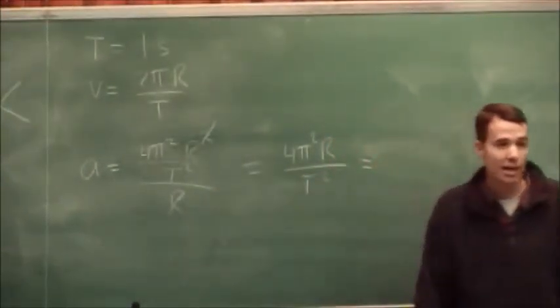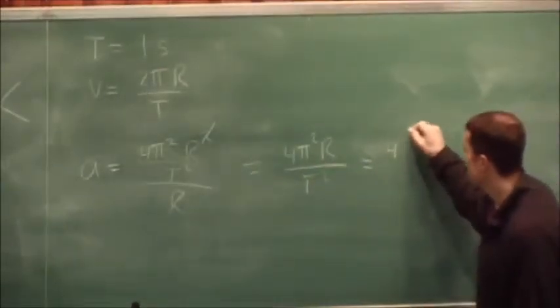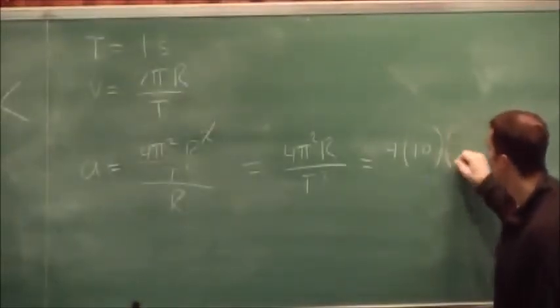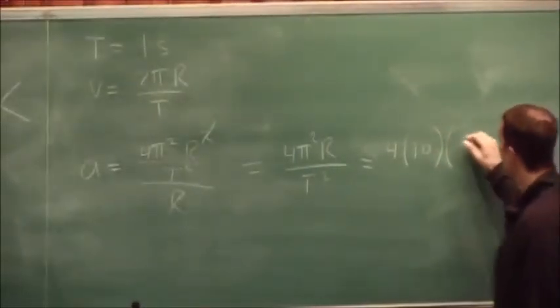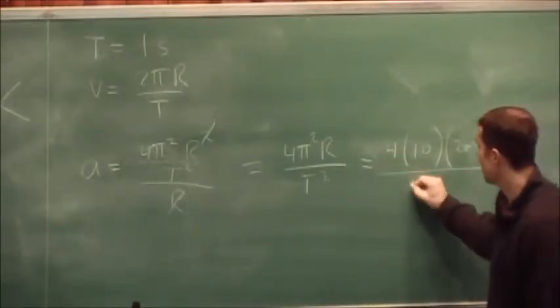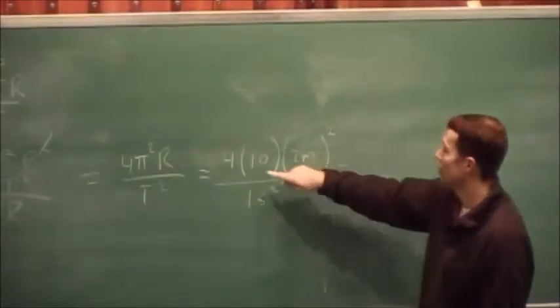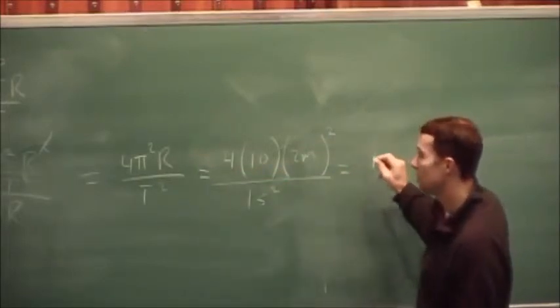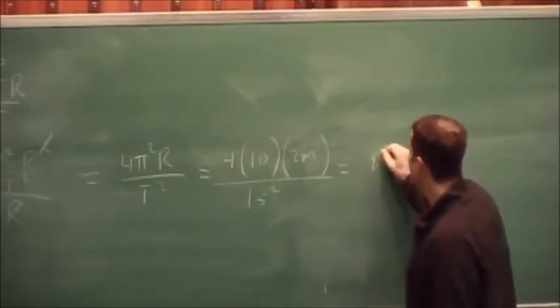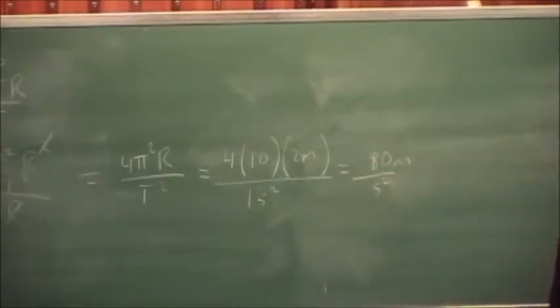Just for the sake of this example, we're going to assume that pi squared is 10. So I get 4 times 10 times the radius, which is 2 meters, all over 1 second squared. Oh, sorry, this isn't squared. So we get 80 meters per second squared. So how many G's is that? 8 G's.